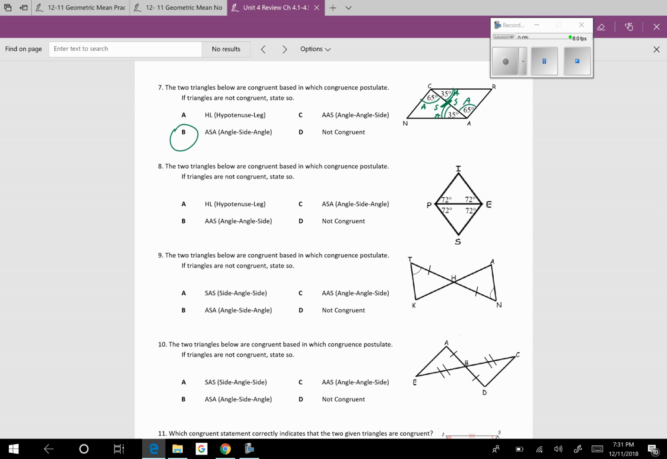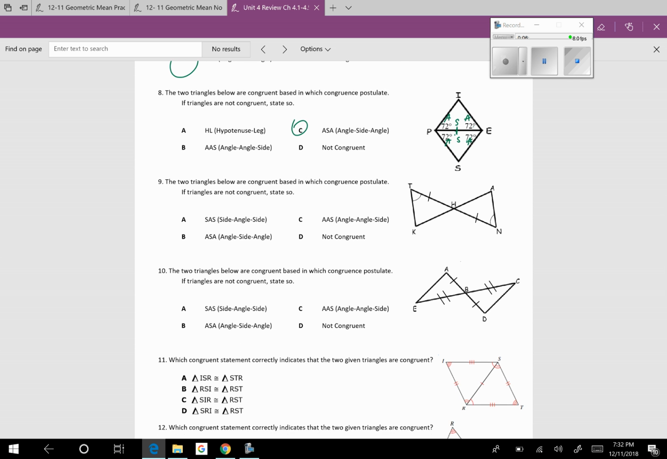Okay, number 8. Here again, we have these two angles. And then we have the side that they share in the middle. So that's a side. So it goes angle, side, angle. Angle, side, angle. They all match. So angle, side, angle.